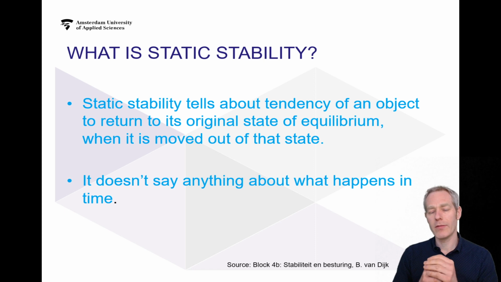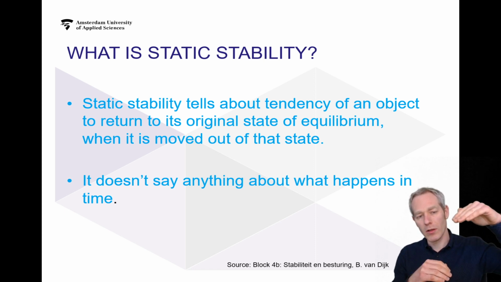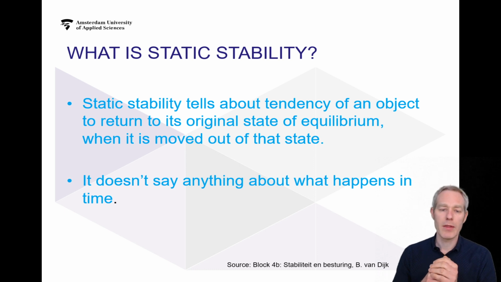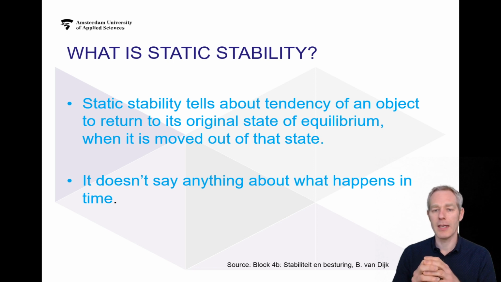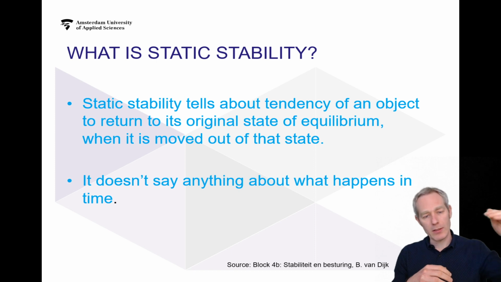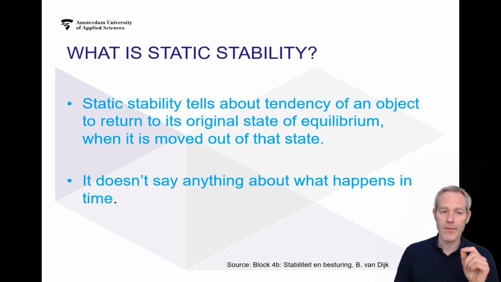Now, if something is perturbed so it goes up, the initial return to its equilibrium tells us about static stability, but it doesn't tell us anything about what will happen in time. Will it slowly damp out? Will it oscillate towards its equilibrium? Or will it become unstable and go completely out of control? So static stability tells us something about the initial tendency, and we'll need a different concept to tell us about what will happen over time.